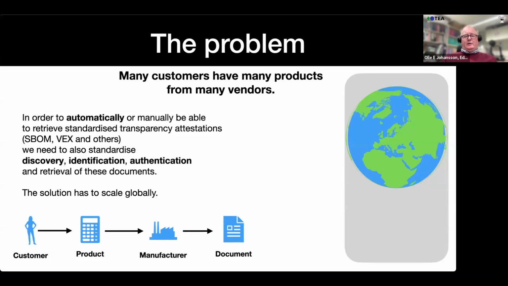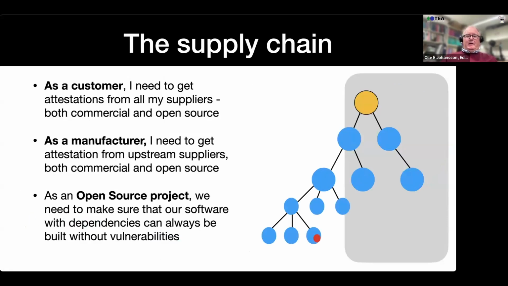So what we looked into is discovery, trying to find the services for a specific product or vendor, and the identification and authentication to retrieve these documents. And we're looking for a solution that has to scale globally. Now we focused on a lot of different use cases. We'll look into them in a bit more detail soon.